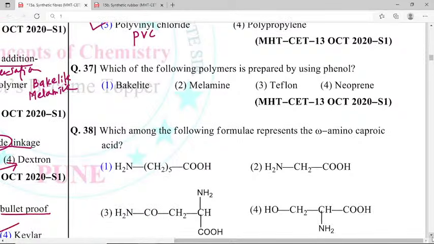Which of the following polymers is prepared by using phenol? Phenol is used for preparation of bakelite. So the answer is bakelite. Phenol plus formaldehyde is used for making the bakelite.